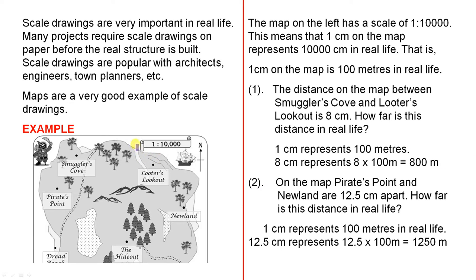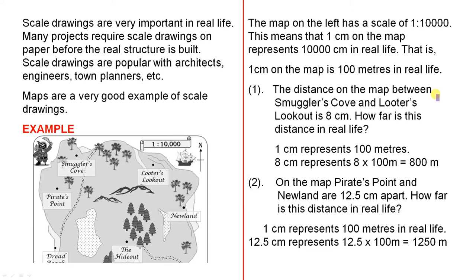Here's a very simple map with a few places on it, and the scale is 1:10,000. Let's see what that means. The map on the left has a scale of 1:10,000. This means that 1 centimetre on the map represents 10,000 centimetres in real life. That is, 1 centimetre on the map is 100 metres in real life. Let's have a look at a few examples.